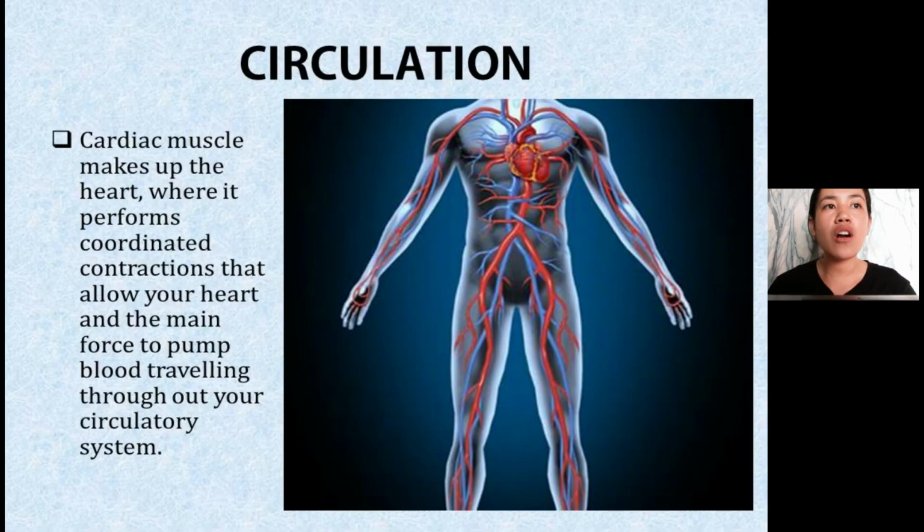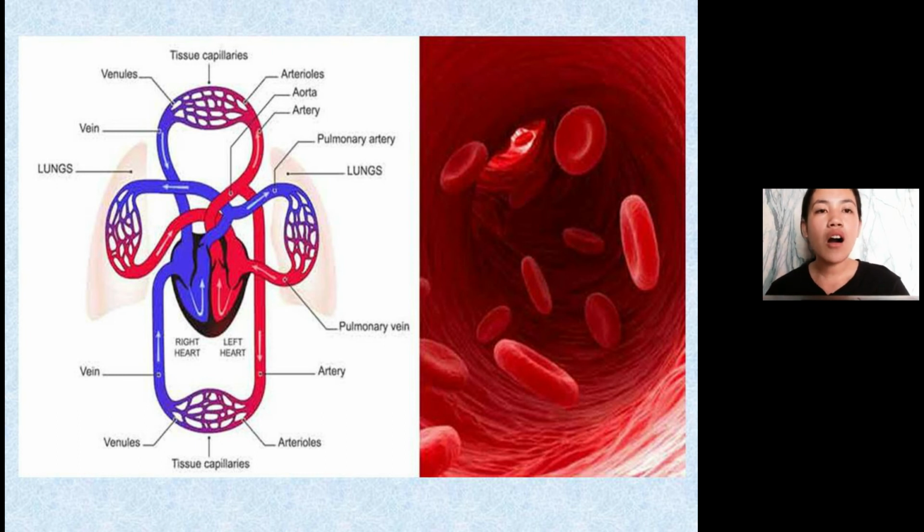Third, let's move on to circulation. Circulation is the pumping of blood to all parts of the body, transporting nutrients needed by every cell in the body. The muscular system is very important here because the type of muscle that is greatly responsible for circulation is the cardiac muscle that makes up the heart. It performs coordinated contractions that allow the heart to be the main force to pump blood traveling all throughout the circulatory system of a human.